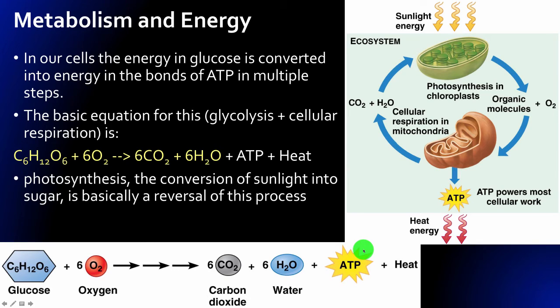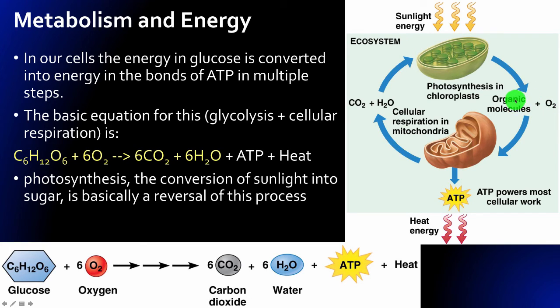Now I want to contrast this glycolysis and cellular respiration with photosynthesis. And we see a nice diagram here which really tells us how life on Earth largely works. Sunlight energy comes in, chloroplasts can undergo photosynthesis, and what they can do is take simple molecules like carbon dioxide and water and form organic molecules like glucose, and oxygen is produced as a byproduct.